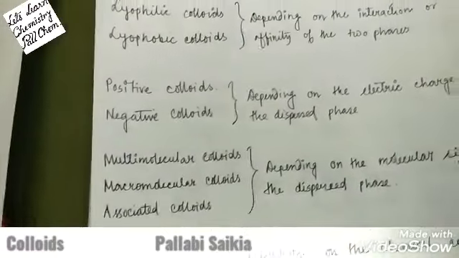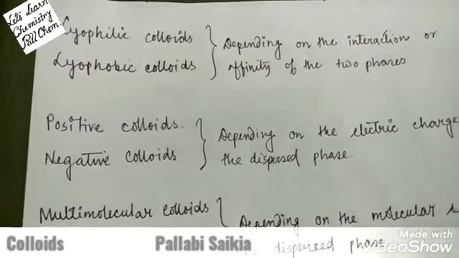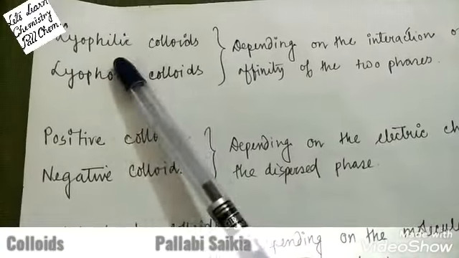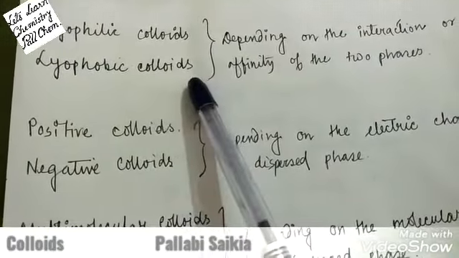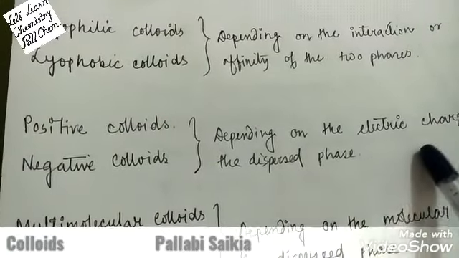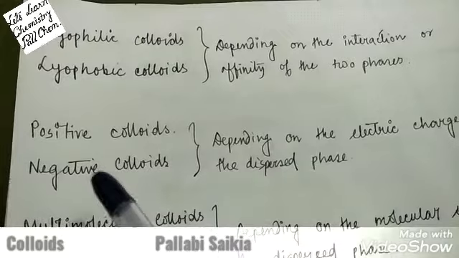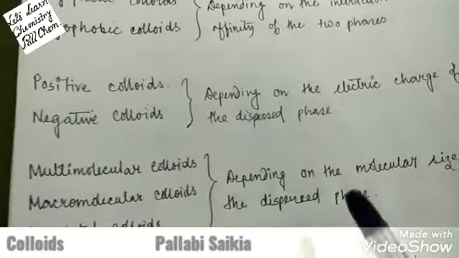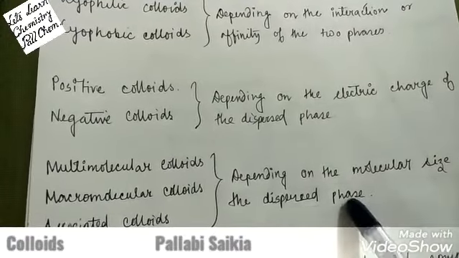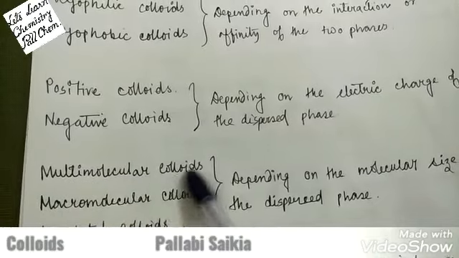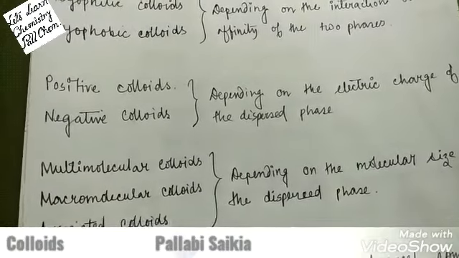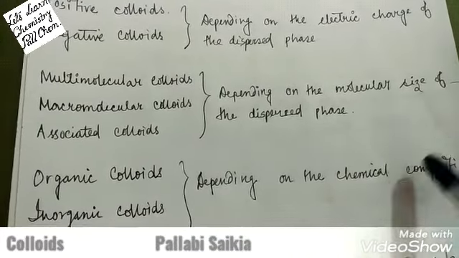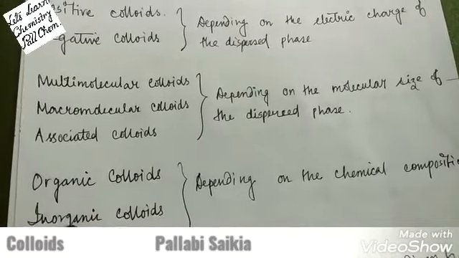Next is, depending upon the interaction or affinity of the two phases, dispersed phase and dispersion medium, colloids are classified as lyophilic colloids and lyophobic colloids. Depending on the electric charge of the dispersed phase, colloids are classified as positive colloids and negative colloids. Depending on the molecular size of the dispersed phase, colloids are classified as multimolecular colloids, macromolecular colloids, and associated colloids. Similarly, depending on the chemical composition, colloids are classified as organic colloids and inorganic colloids.